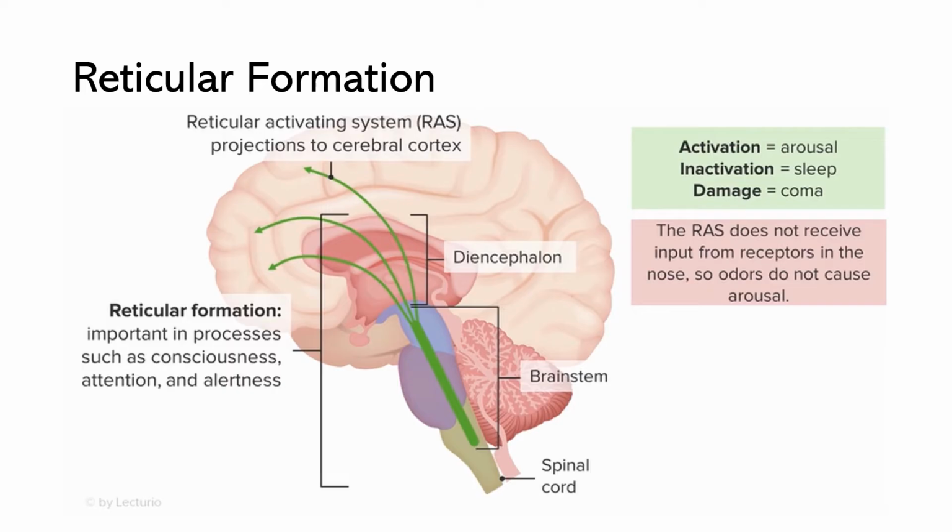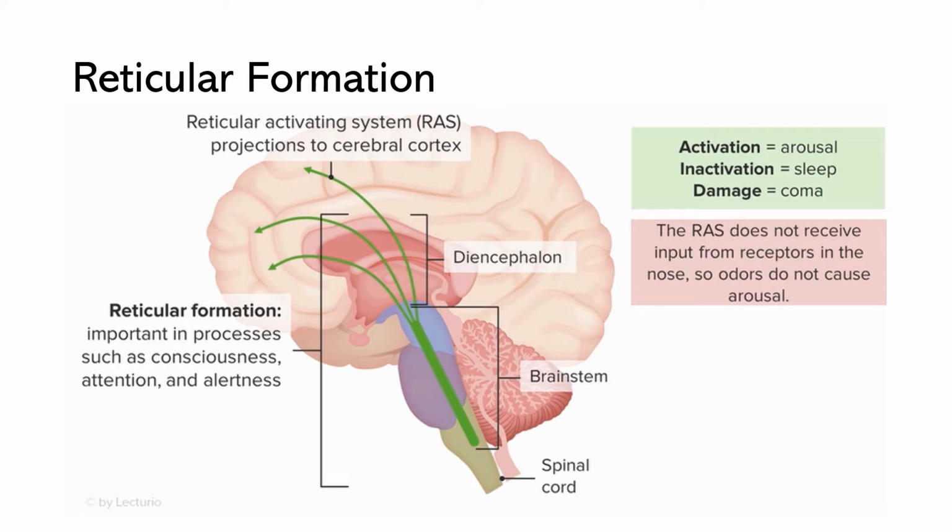In this, activation of the RAS is going to stimulate arousal and awakeness. This allows you to wake up. Inactivation of the RAS allows you to fall asleep. Damage of the RAS can result in a coma, where a person is unable to actually wake up from sleep.